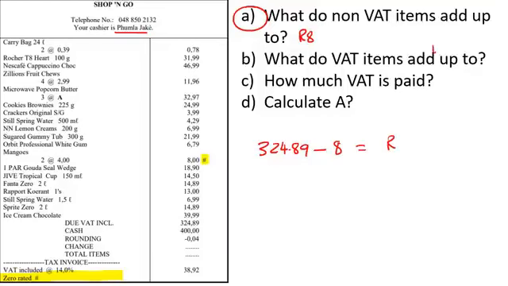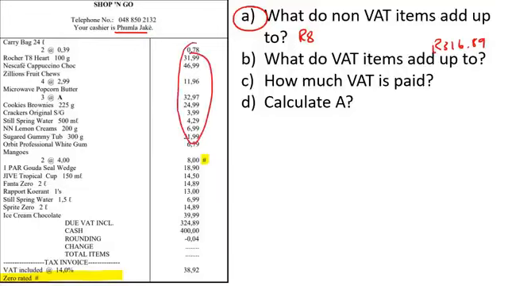Let's just write it here: 316.89. If you wanted to do that question in a different way, you could have added up all of these numbers and then all of these numbers, and then added up all the numbers except for this one, because they said, what do the VAT items add up to? But what I just did is take the total minus 8 Rand.